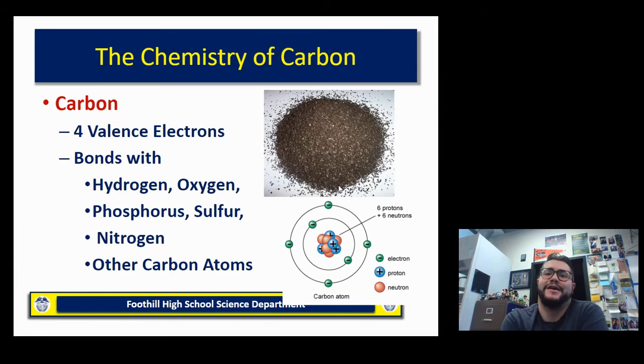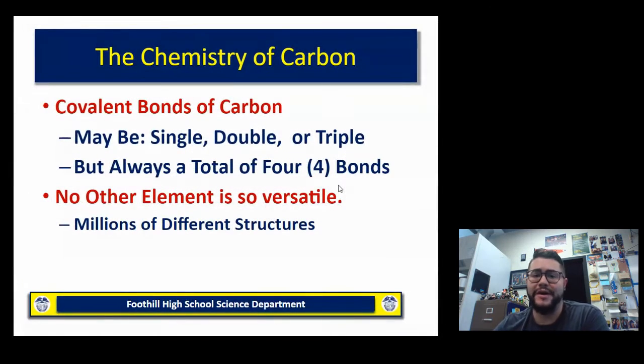So carbon is an element which has 4 valence electrons, which means that it can form 4 different bonds for every carbon molecule. Basically, there's a wide variety of potential bonds and potential elements that carbon can bond with. It can make single bonds, double bonds, triple bonds. It can make ring-shaped bonds. It's the most versatile element. You can literally make millions of different structures, which is why carbon is the basis for all living things.